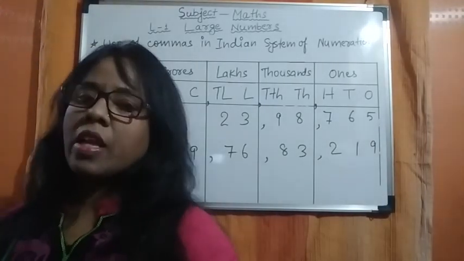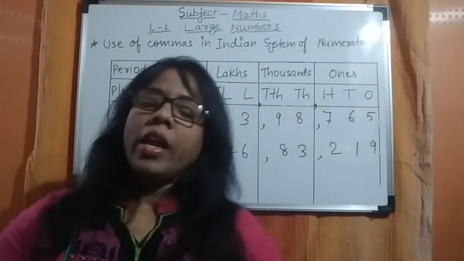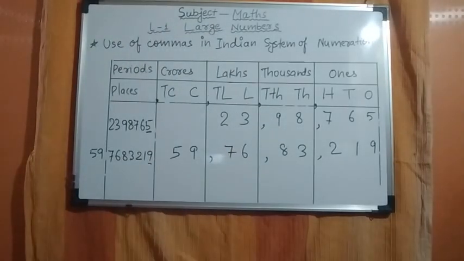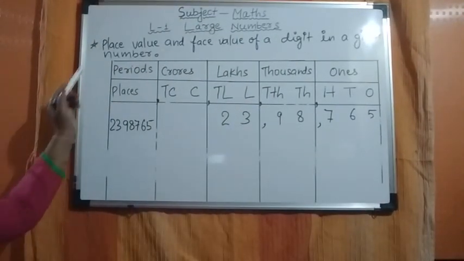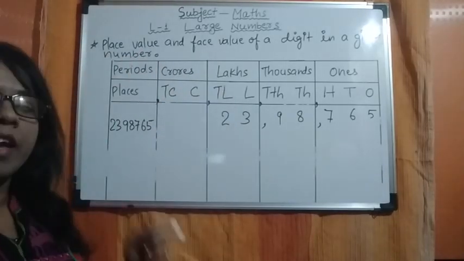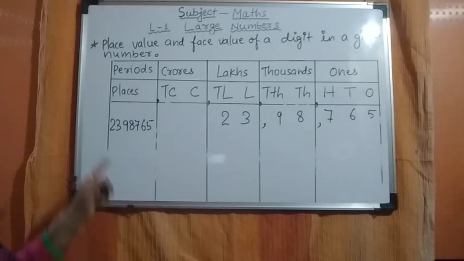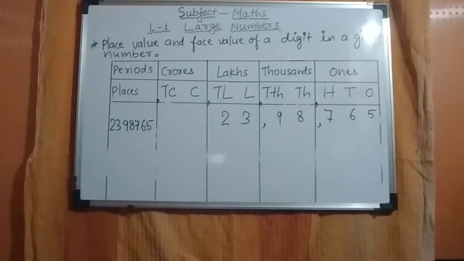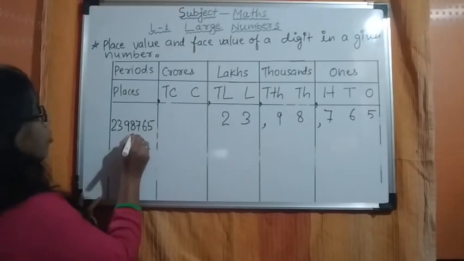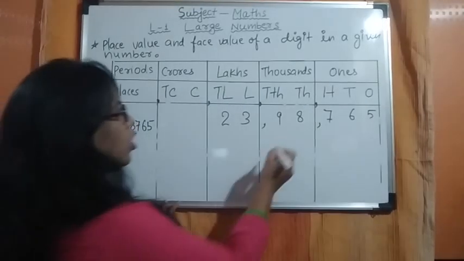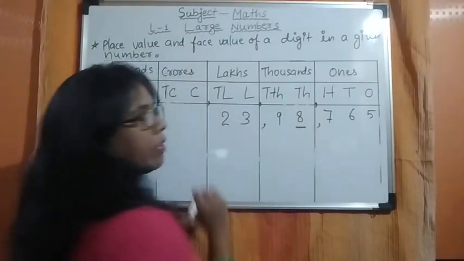Fine. This is the way to place commas in the Indian system of numeration. Now the next point is place value and face value of a digit in a given number. So we have the number 23,98,765 and we want to find the place value of 8.